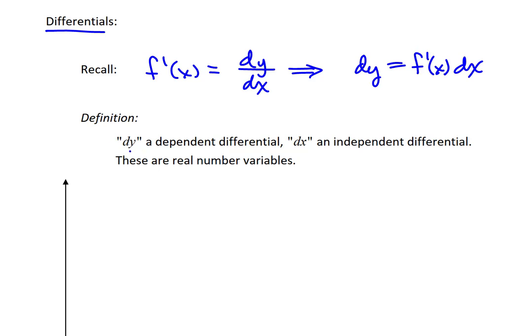Now we'll add a definition, which is this: dy is a dependent differential and dx is an independent differential. That kind of goes with those variables as we're used to using them. Typically x is the independent variable axis and y is the dependent variable. These values, these dy and dx's, are real number variables. So they're actually just numbers or values. Of course they're variables, but they represent numbers in a fraction.